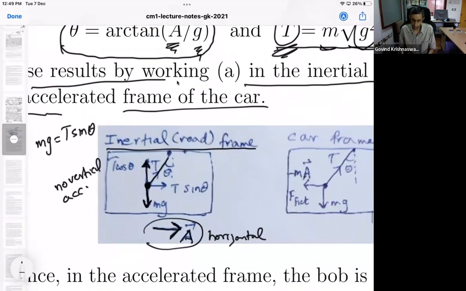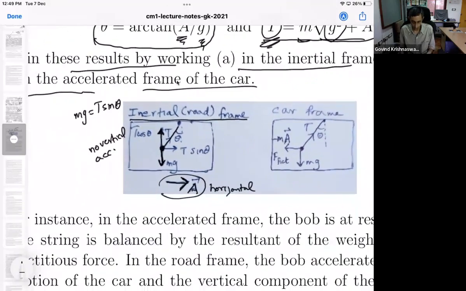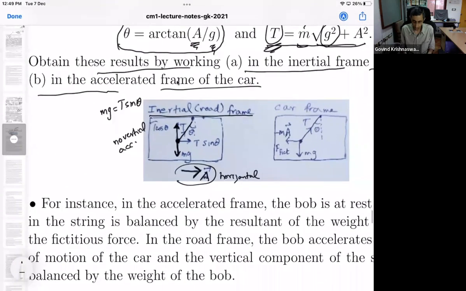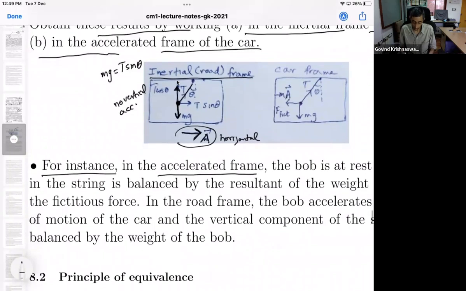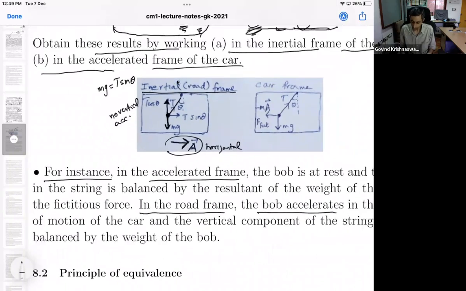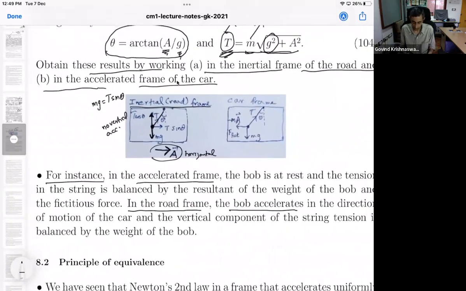While on the other hand, okay, let me continue where I was. So for instance, in the accelerated frame, oh my goodness, I'm doing the other one first. Okay, so let me go there. Okay, in the road frame, the bob accelerates. I'm sorry about that. I've reversed the two. Let's go back to the road frame.